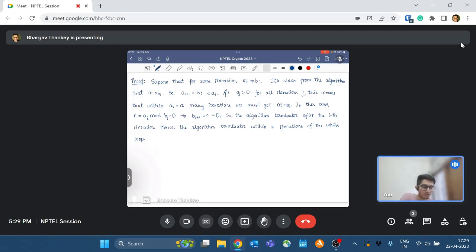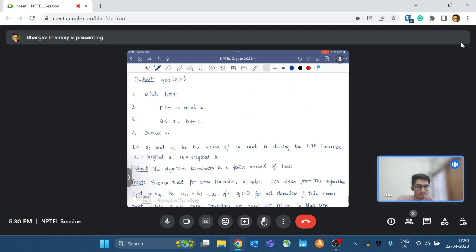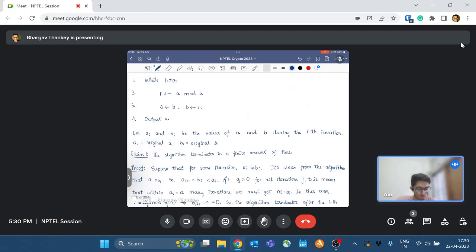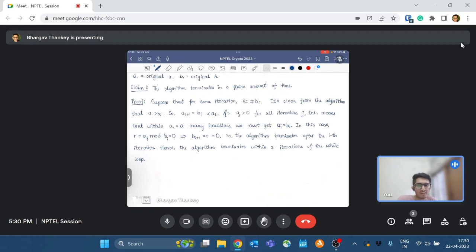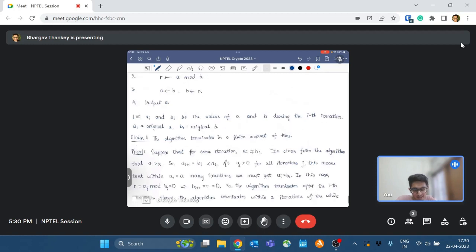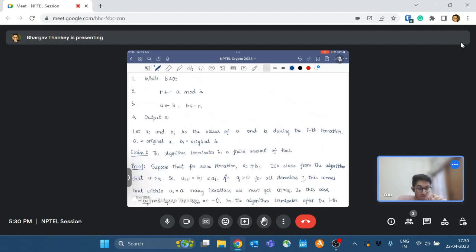However, this process of decrease can only go on for a total of A many rounds, because otherwise A would become zero, right? And it's clear from the algorithm that A would always be greater than or equal to zero. So within A steps, we must have an iteration in which A_i and B_i are the same. But in that case, the remainder R in that iteration would be zero, and so the next B, that is B_{i+1}, would be zero.